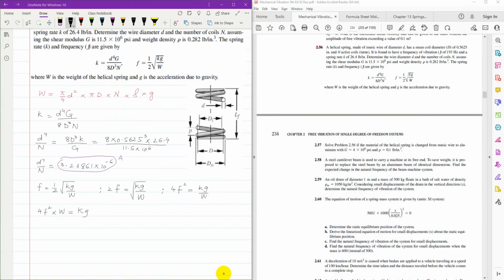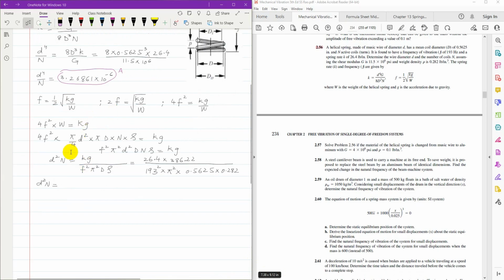Now the next one, this natural frequency formula: f is equal to half radical kg over W. I'm going to simplify it as 2f is equal to radical kg over W, and by squaring both sides, 4f squared is equal to kg over W, and then rearranging, 4f squared into W is equal to kg. Now, in this formula, as I told you, W is meant to be mass, so I am just using mass here with W, and I'm not going to put g here.